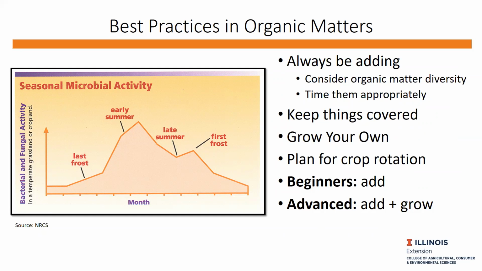Still plan for crop rotation. That's something to not let go of because this can help with it. From a beginner point of view, you're probably in an adding stage. As you become more advanced, you want to do adding, and you also want to consider growing your own cover crop because you're going to find some really great benefits for your soil organic matter by actually growing your own organic matter.